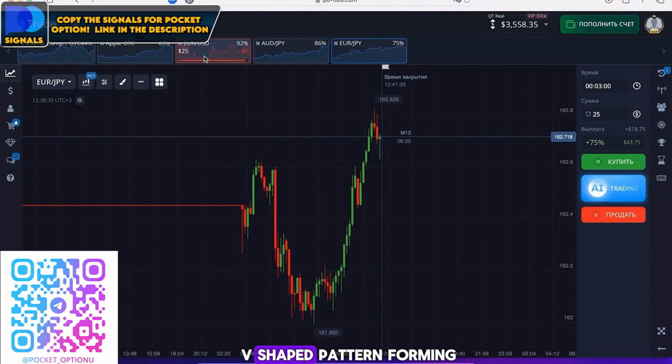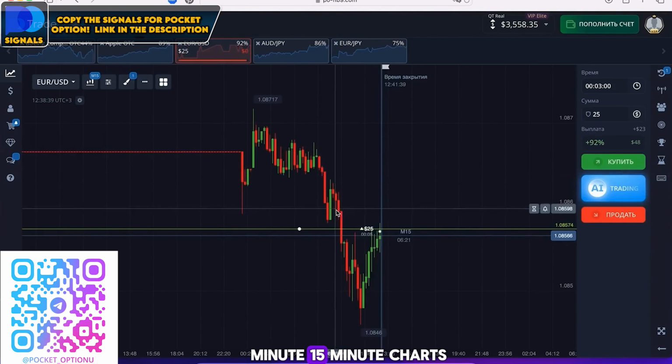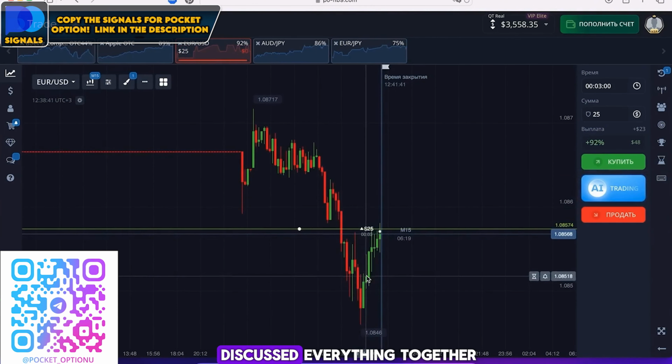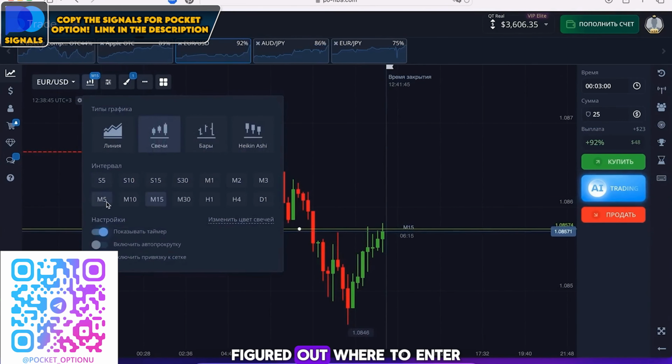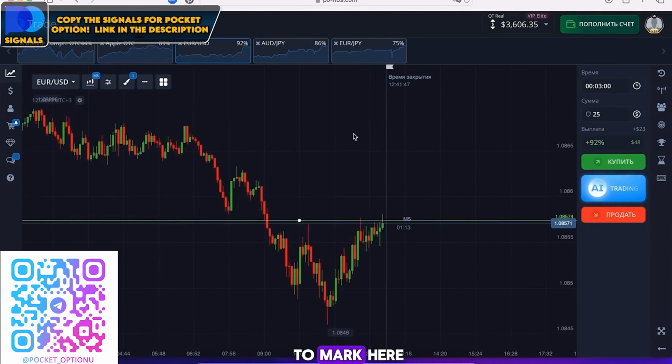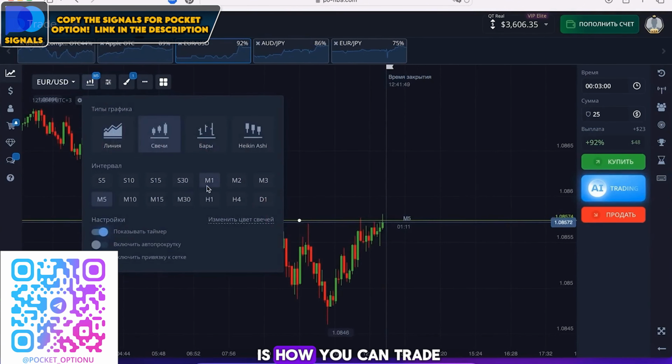And we have a V-shaped pattern forming. We just went deeper into it here, looked at the 5-minute, 15-minute charts, and we analyzed and discussed everything together. We also found points on the 1-minute interval, figured out where to enter, what to do, what to mark here, and that's it. This is how you can trade.